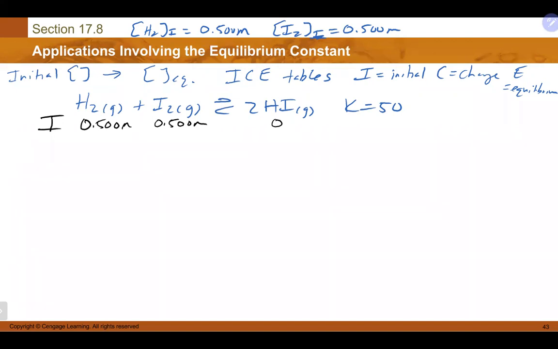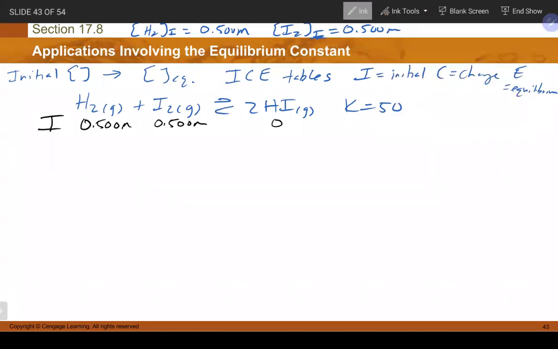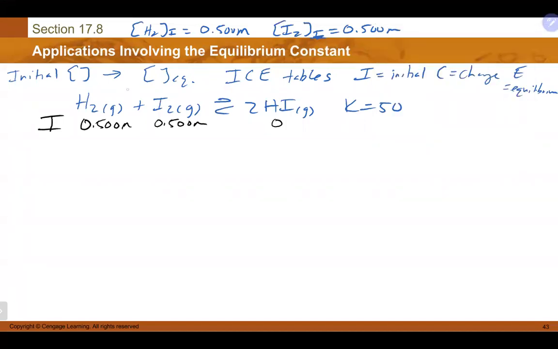Because it's 0 to begin with, it is also safe to assume that this reaction pretty much has no choice but to head in this direction, right? That is because there's only reactants, so there's no other direction it could go other than to make products. That's also really important for the change part of the table. If I am heading to the product side, my reactants, my H2 and my I2, should their concentrations increase or decrease? They should decrease. They should be going down.